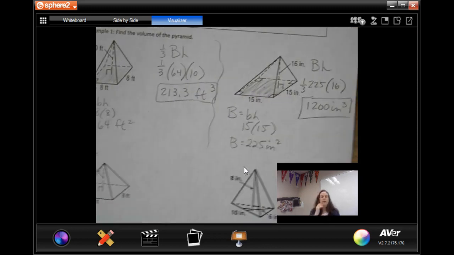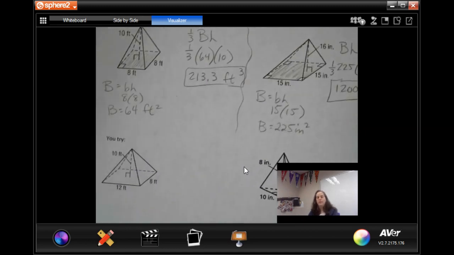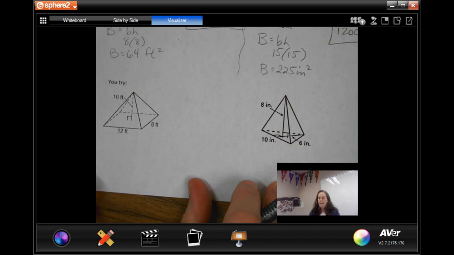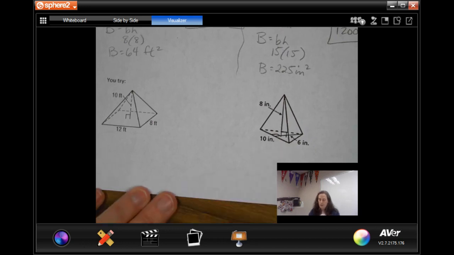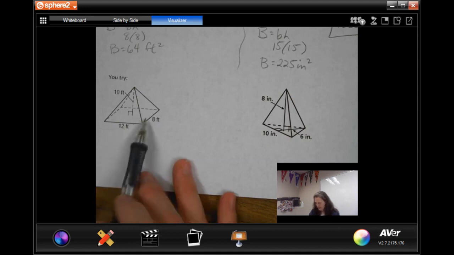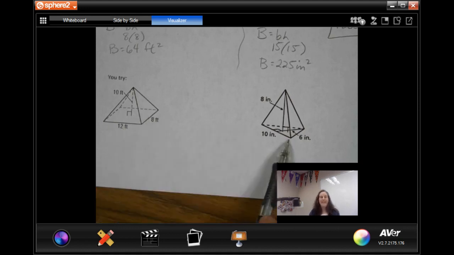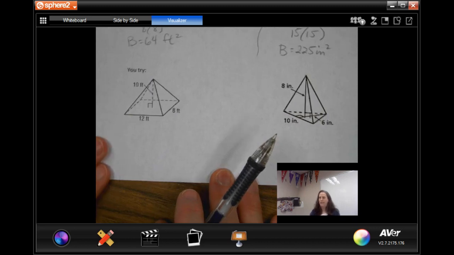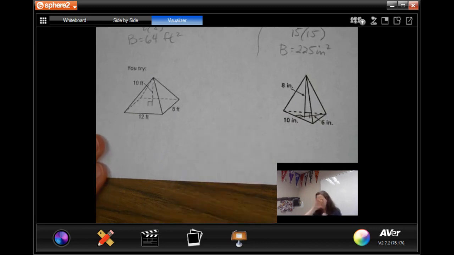Okay. All right. I'm going to have you guys pause your video and try these 2 at the bottom. You've got 2 pyramids. One has a rectangular base, and then the other one actually has a triangular base. So be careful. Make sure you're thinking about that. How do you find the area of a triangle? Okay.